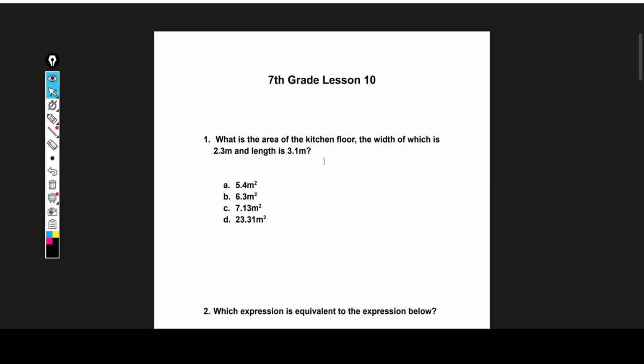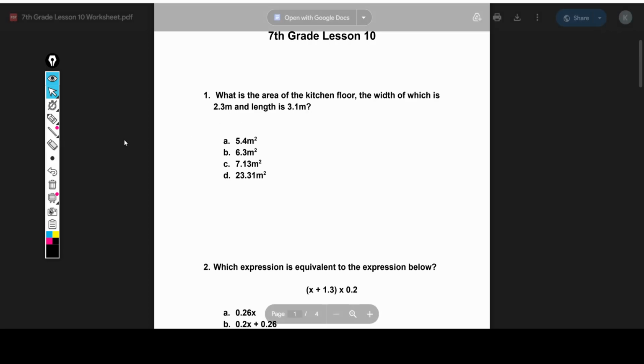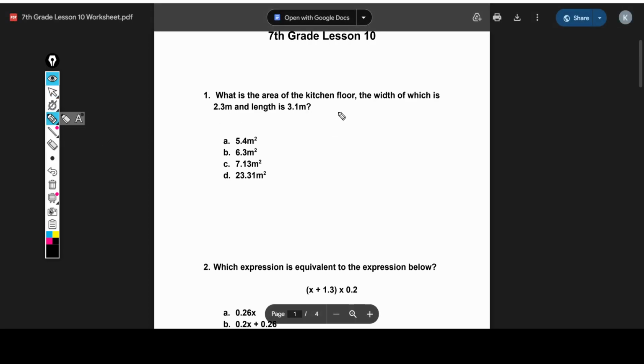For our first question, we're going to find the area of this kitchen floor given its width and its length. Presumably this is a rectangle, so we're going to be multiplying the width and length. The formula for the area of a rectangle is you multiply this side length, which is the width, and this side length, which is the length, to find the area. So we do 2.30 times 30.1.